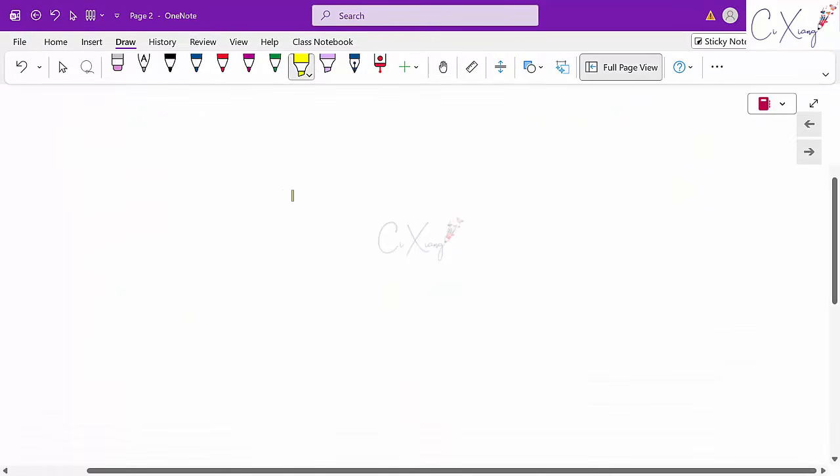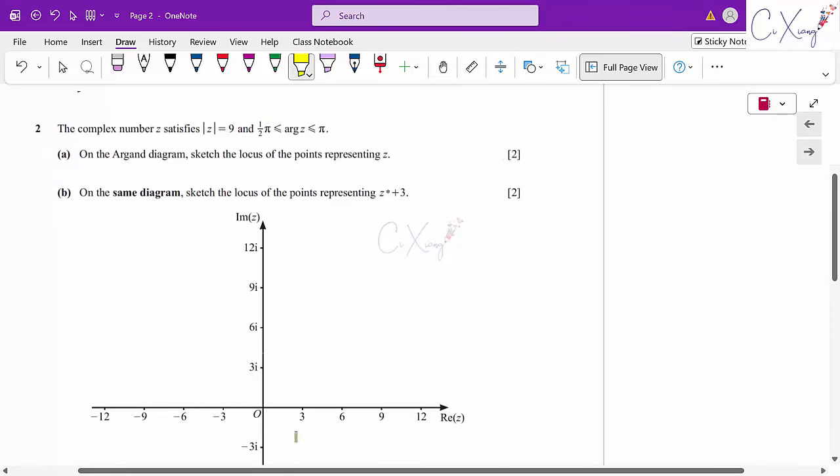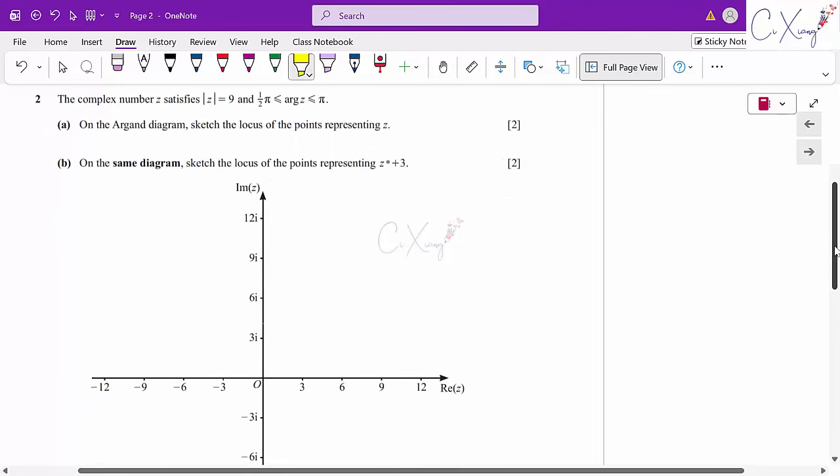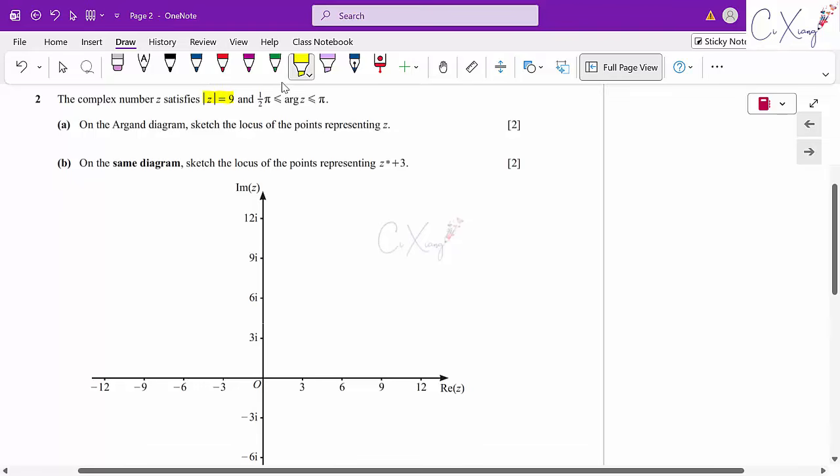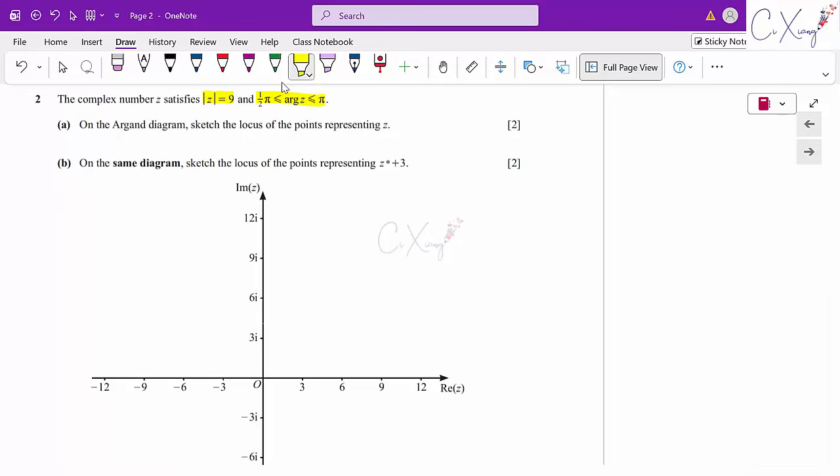Right, so we are at question number 2. We are given the complex number z that satisfies modulus z equals to 9, and also the argument z is from pi over 2 until pi. So first of all, on first part A, they want us to draw the locus of points representing z. Okay, so first of all, let us have a look for the locus z first.